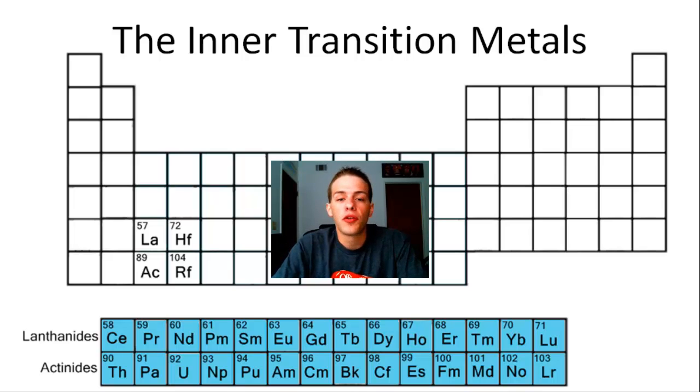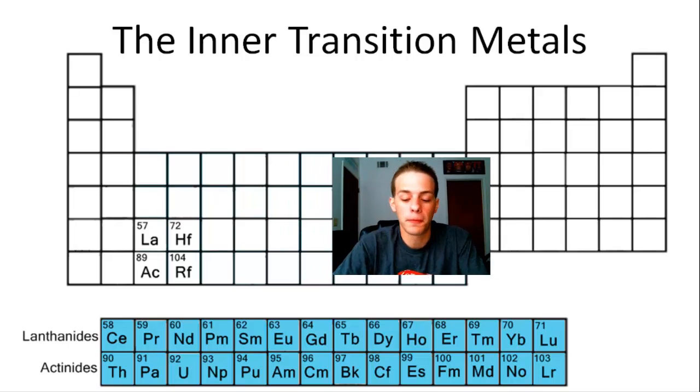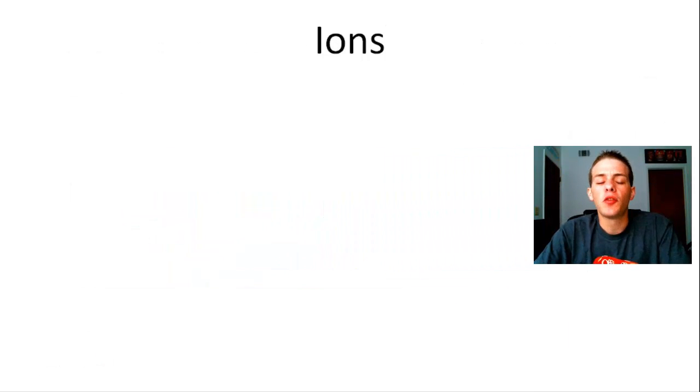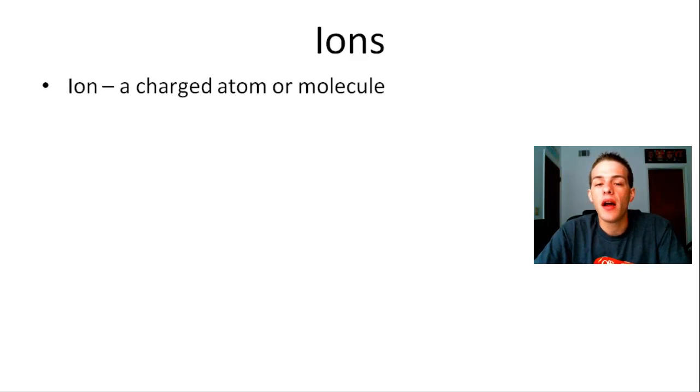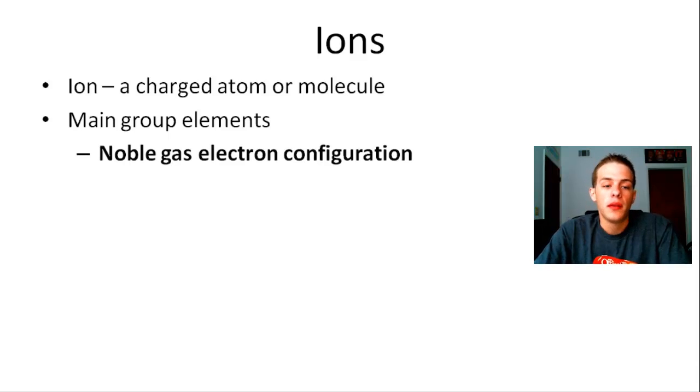So again, the inner transition metals are just a chunk of the transition metals that has been taken out and put down below everything. Now I'd like to switch gears a little bit and talk about ions. An ion is a charged atom or molecule. The main group elements tend to form ions that are very predictable in charge. The main group elements like to achieve what's called a noble gas electron configuration.